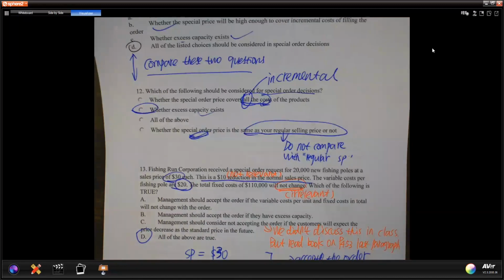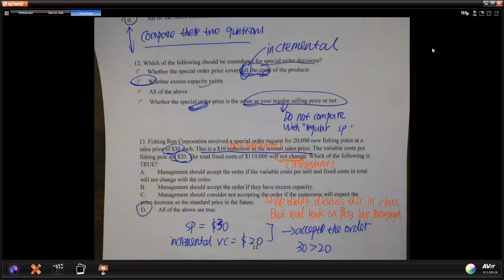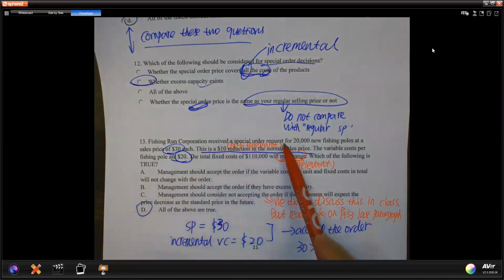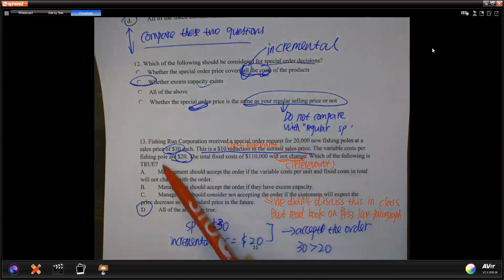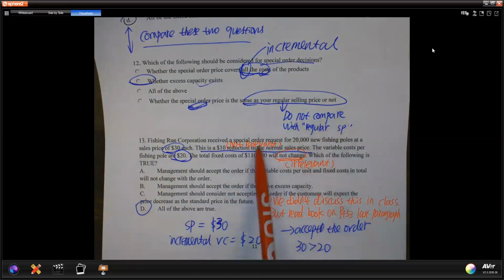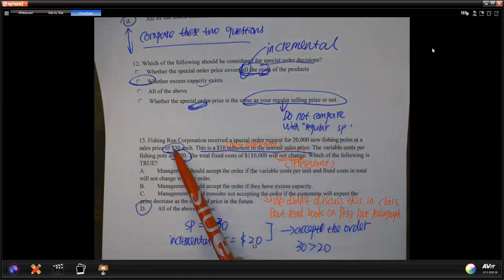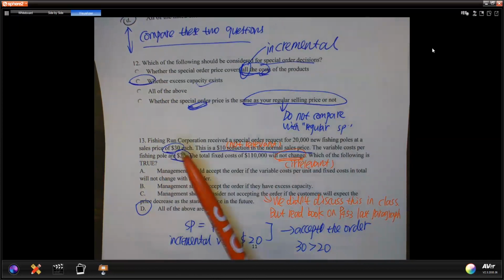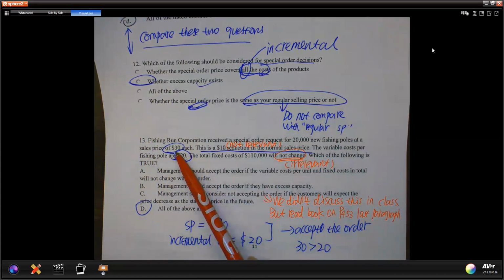Question 13, talking about when you have the special order, what you should do, right? So you receive a special order of 20,000 units, and the price for the special order is $30, it's $10 cheaper. You don't need to worry. That means your regular selling price is $40. Hey, I don't care about the regular selling price. Variable cost for that special order is $20. So your incremental revenue is $30 times 20,000 units. Your incremental cost is $20 times your 20,000 units.